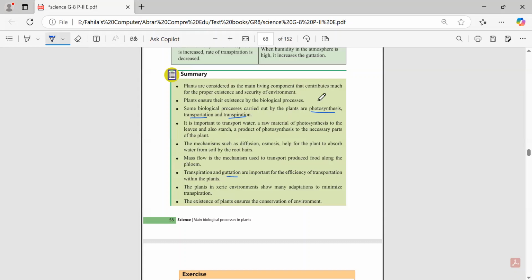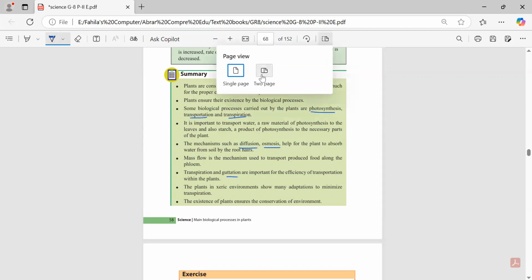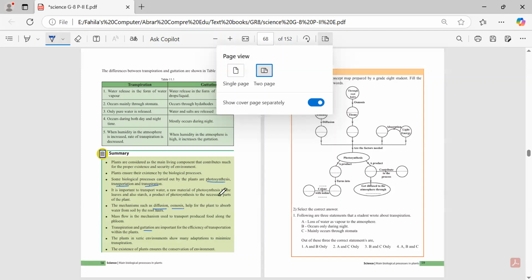And the mechanisms. When we talk about transportation, what are the 2 ways? Diffusion, osmosis, right? So these words might be very new. Photosynthesis, of course, you know what photosynthesis is. But the other words, you have to keep repeating yourself, right? Diffusion, osmosis, transportation, transpiration, guttation. You have to be very thorough with these terms, right? So definitions play an important role. You must know the definitions. Okay, so we'll go through one by one of these processes.